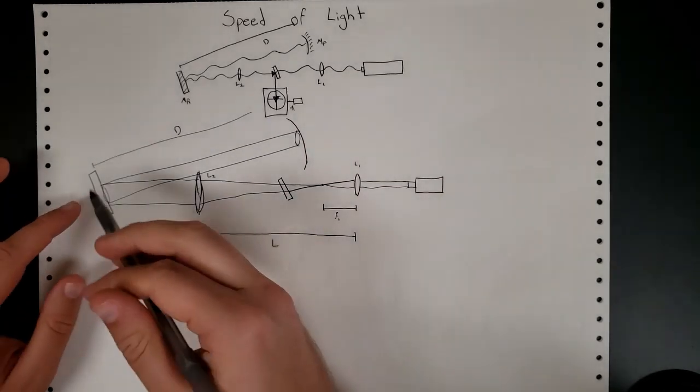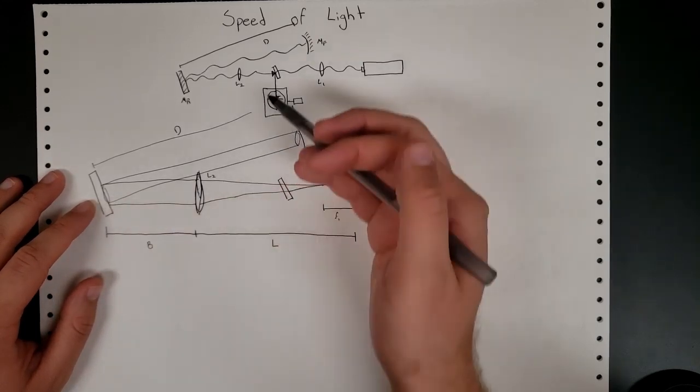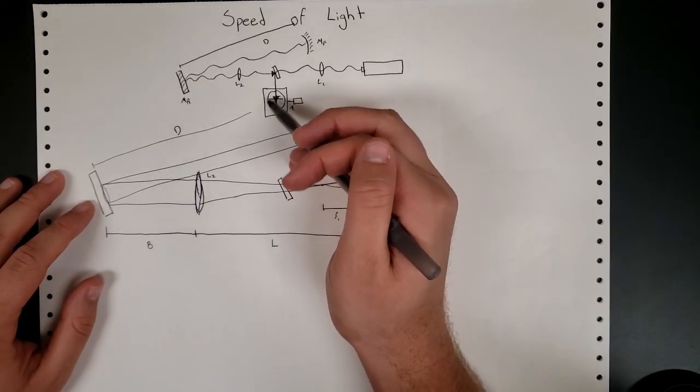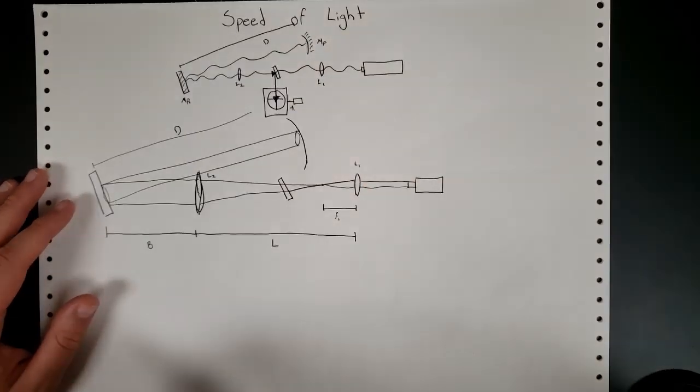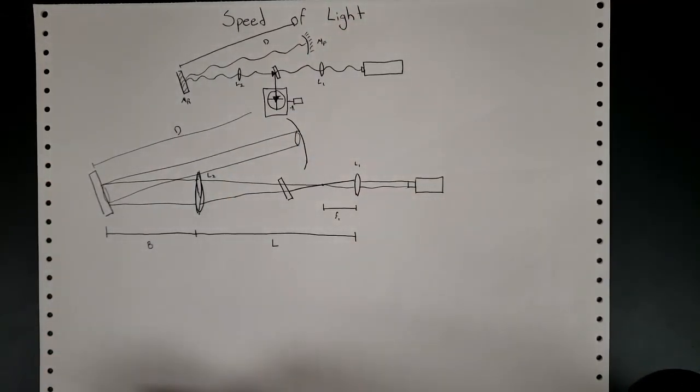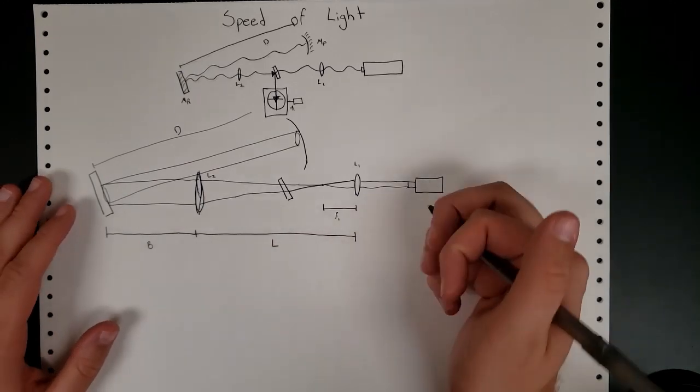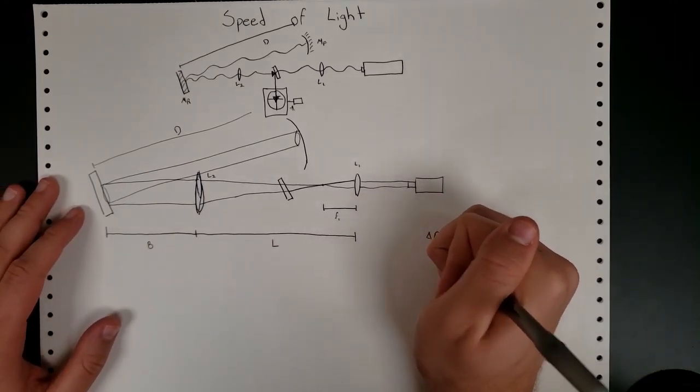So we can change the rate at which we spin this mirror. We can then measure the change in position of the image, which corresponds to a change in position of this object height over here. And from that, we can then calculate the speed of light. So to do this, we need to come up with an expression for the change in theta.